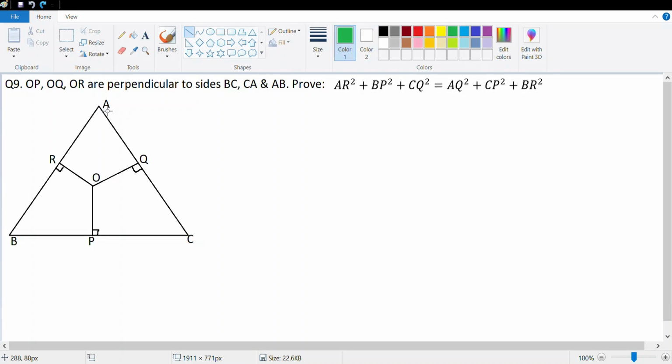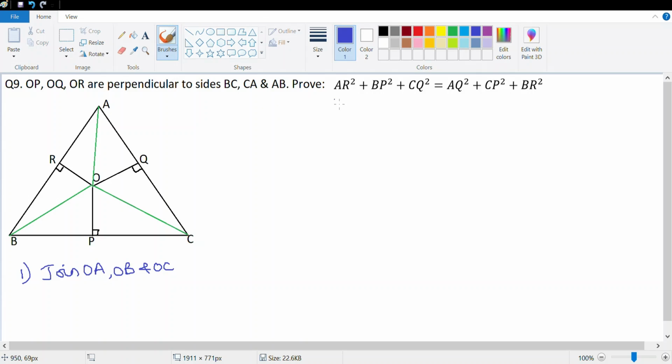So let me just first join O with A, B with O and C with O to create right angle triangles. Correct. So now that we've got right angle triangles, we should be able to apply Pythagoras theorem and see what we get from here. So point number 1, let's just write what we did. Join OA, OB and OC.